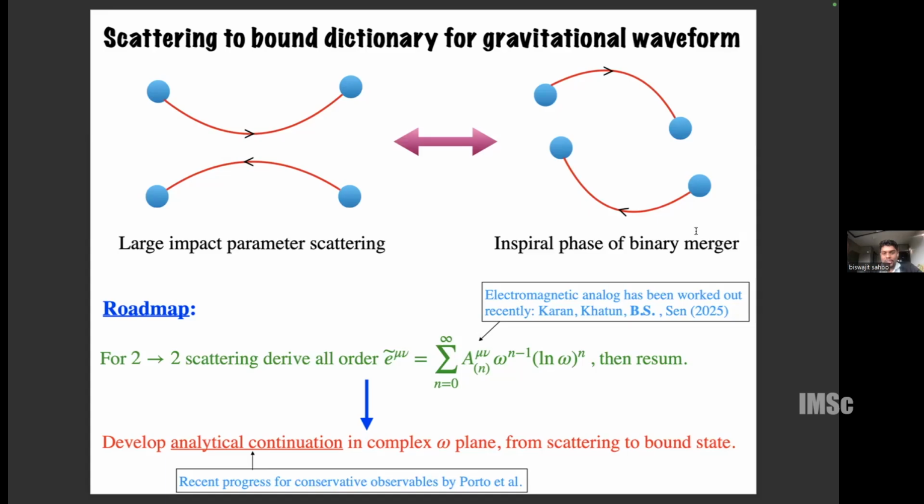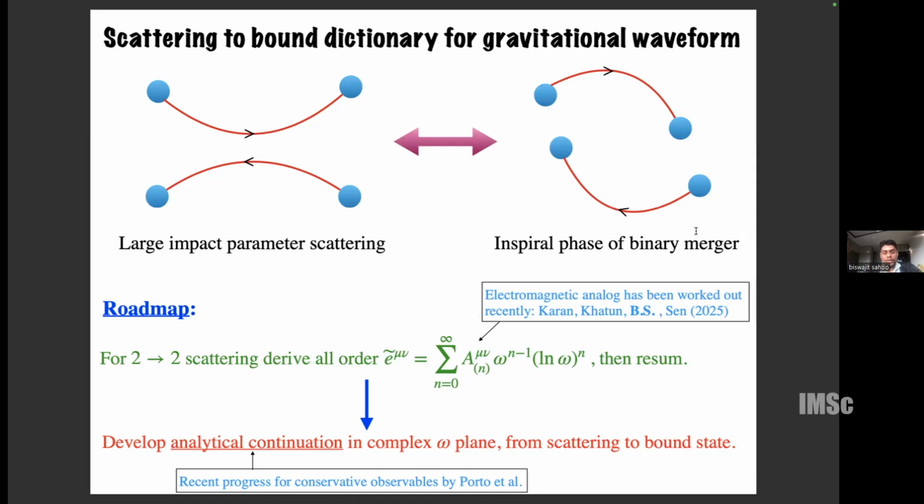Okay, so this question is not one that I am asking for the first time. For conservative observables, for example the momentum impulse or scattering angle, Rafael Porto and collaborators already developed an analytical continuation method to extract bound state information from scattering events. However, when there is radiation involved, like gravitational radiation, this analytical continuation fails because it doesn't work just at perturbative order.